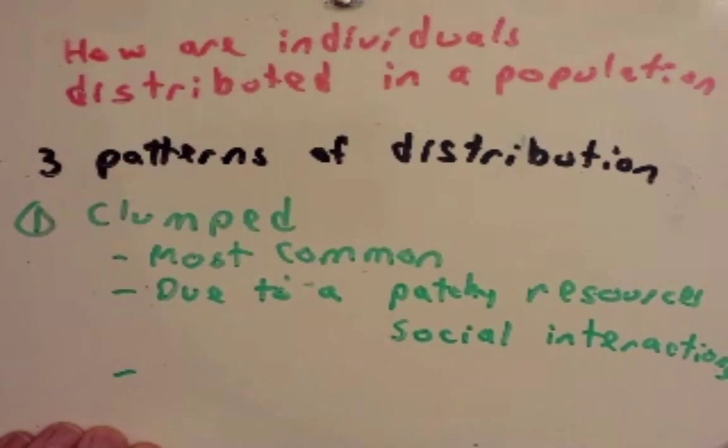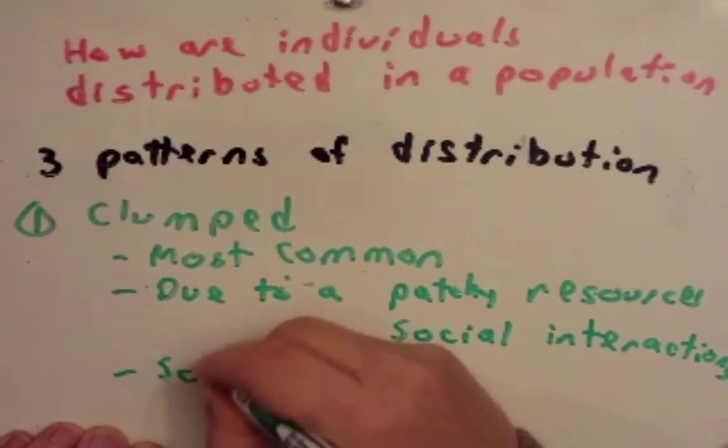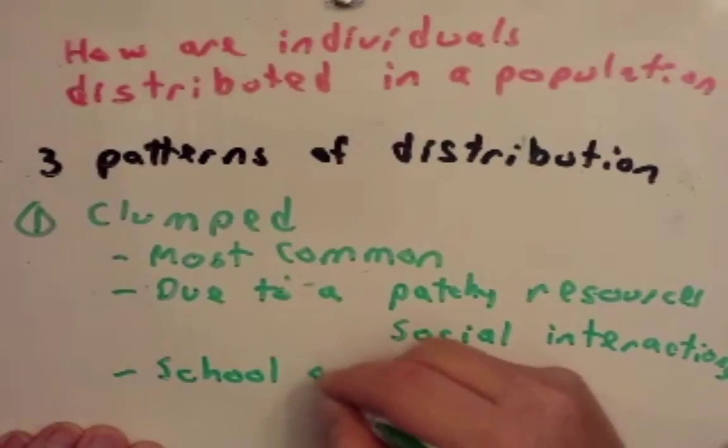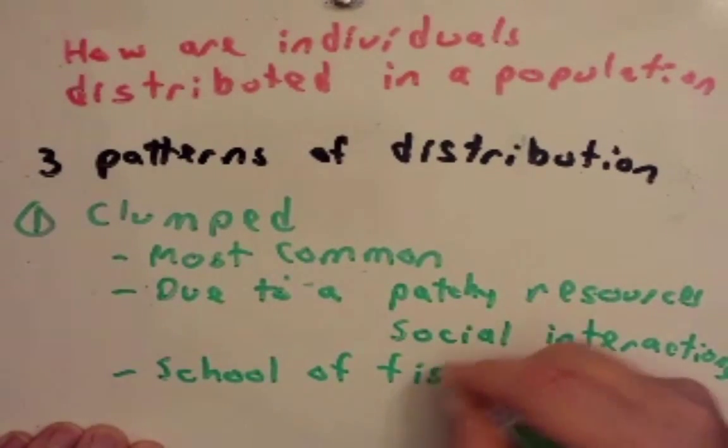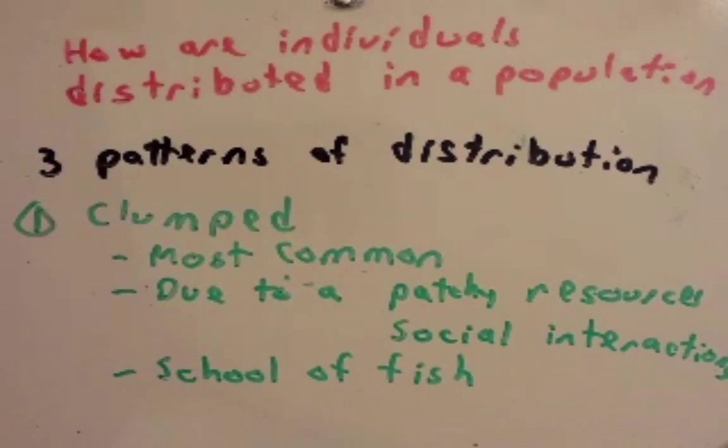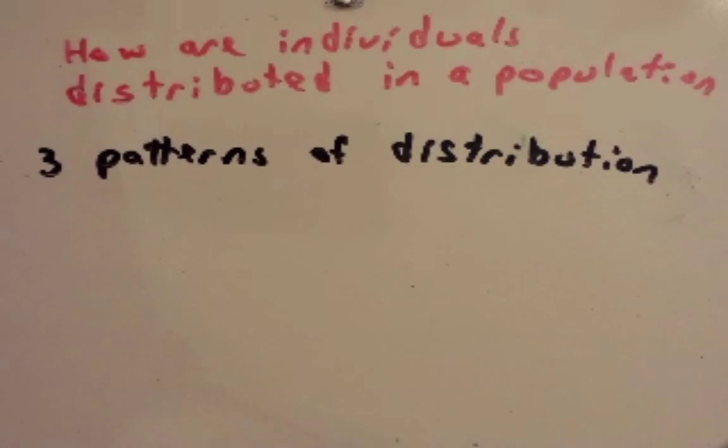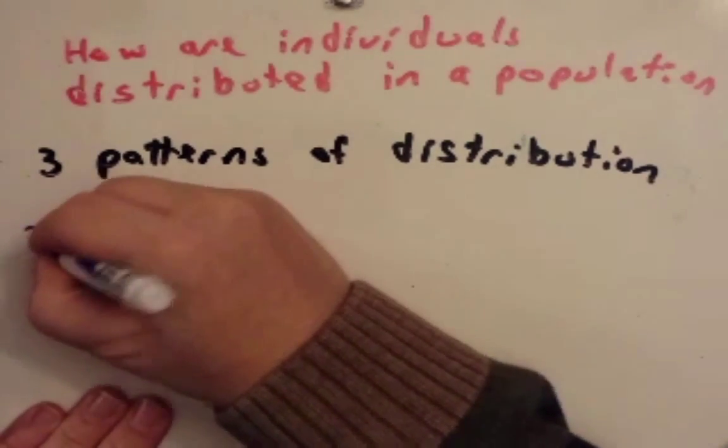I think sometimes the best example of this would be a school of fish. A school of fish functions better in this group of a clumped distribution as they seek for food, for protection. Sometimes a big school of fish to a predator may appear as a much larger organism as opposed to many organisms together.